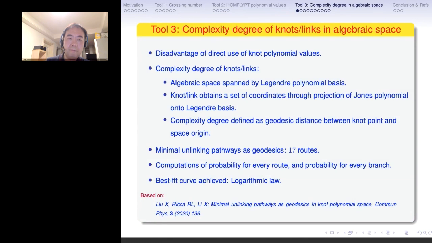So the idea we got is to develop an algebraic space method. That space should be spanned by some orthogonal polynomial basis. The first candidate we chose was the Legendre polynomial basis, because Legendre was the simplest one.